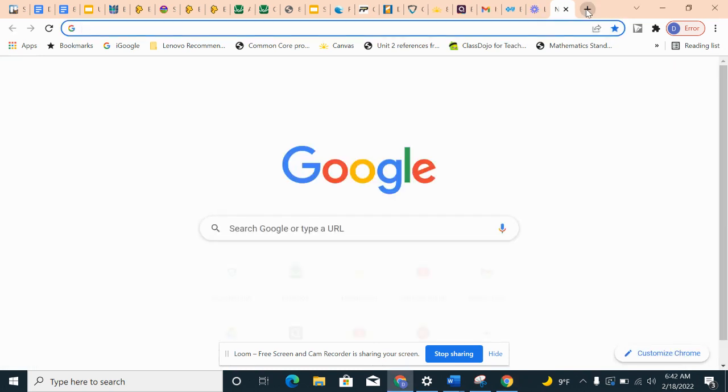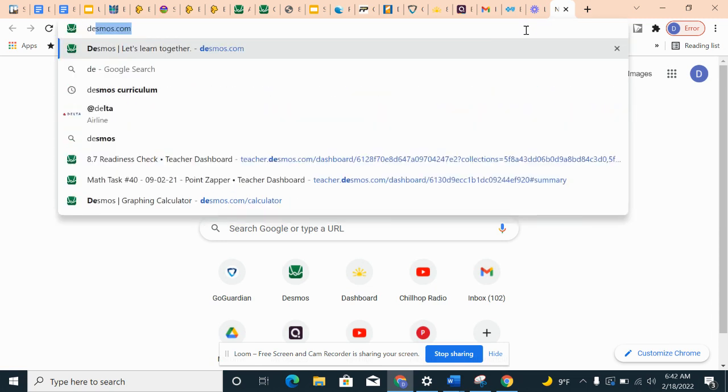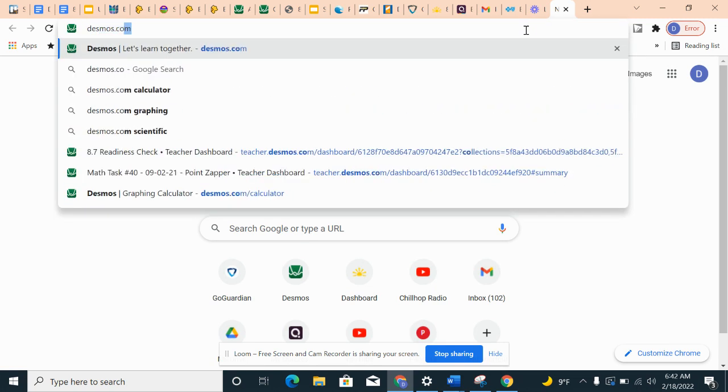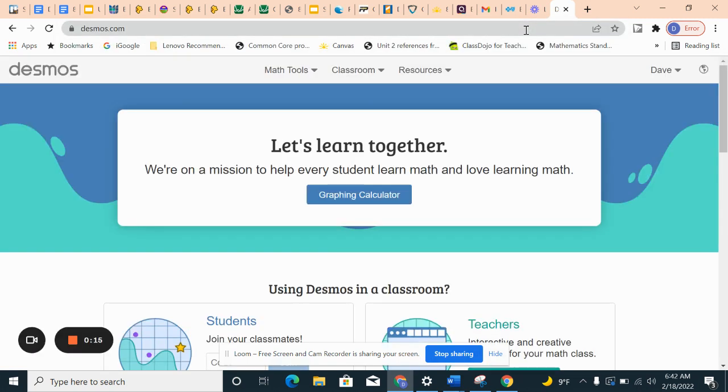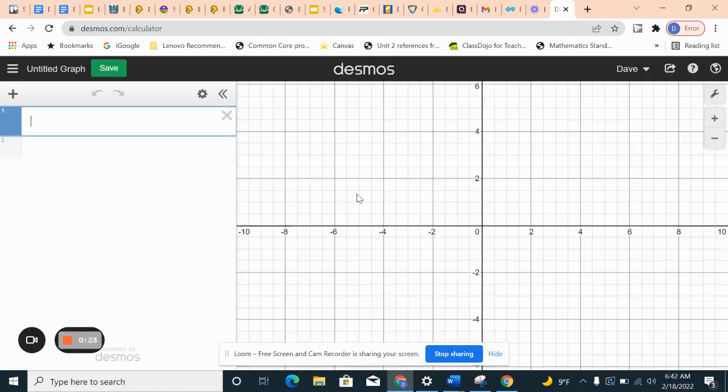If you could please click New Tab and type in Desmos.com, and you will get to a website that looks like this. We are going to use the graphing calculator function of Desmos. So if you can click on graphing calculator, and what we want to do is take a look at the beats that we just looked at.